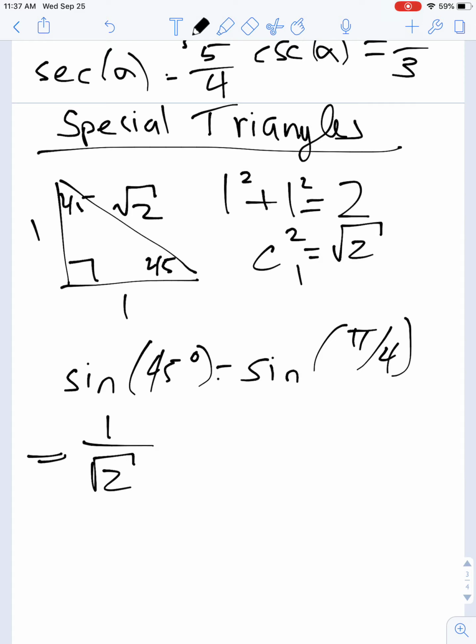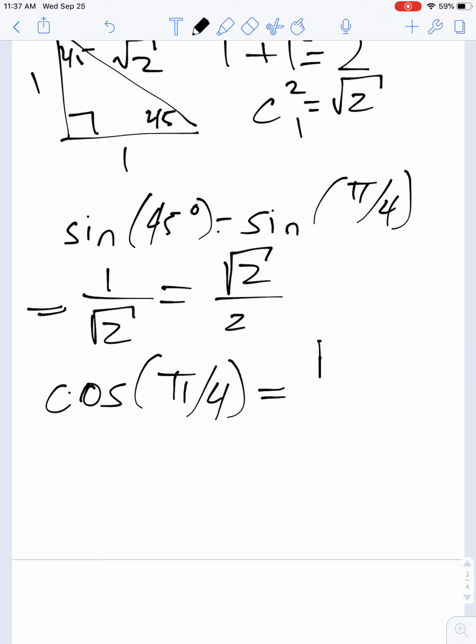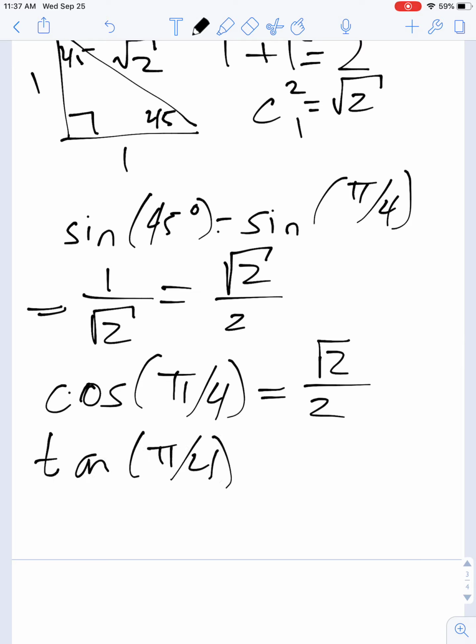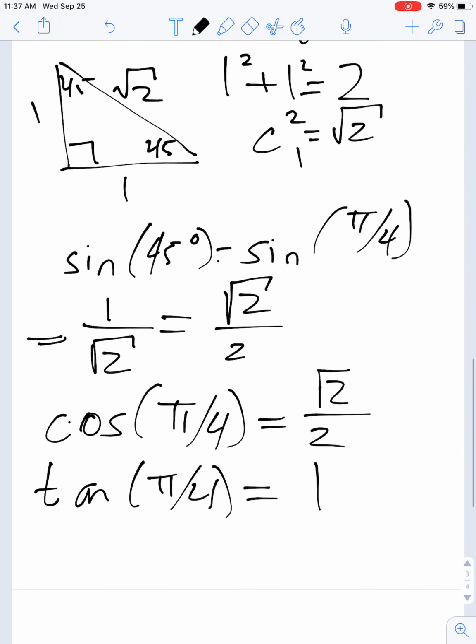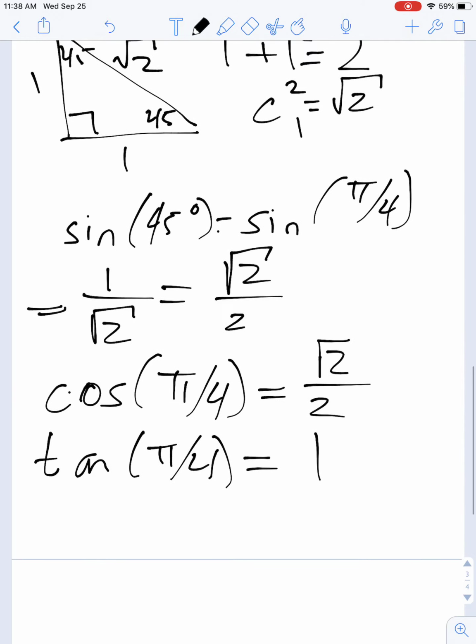I'm okay, and your calc professors will be okay if you write 1 over the square root of 2. You might have seen this in high school by rationalizing the denominator as square root of 2 over 2. Now cosine of pi over 4 is also square root 2 over 2 because the opposite and the adjacent sides are both the same. And the tangent of pi over 4, in this case, these are the same sides, so we just get 1 over 1 or 1. So that is those three functions, and you can easily figure out what secant, cosecant, and cotangent are after you have those.